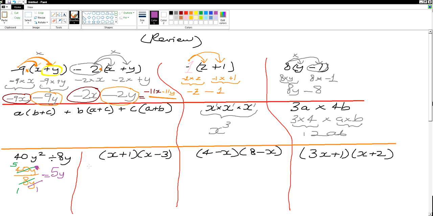Okay, double brackets. Okay, let's have Yusuf. Yusuf, lead me. Where do we start this double bracket question? At the x, at the first one here. So we do x times x, which is x squared. Let's write that down. X multiplied by x is x squared.